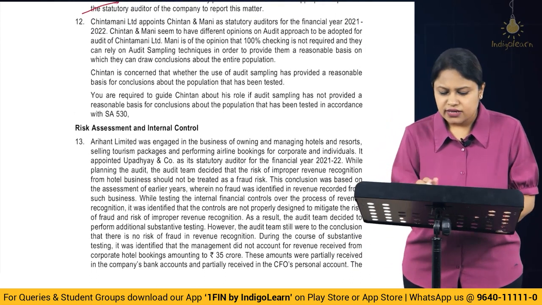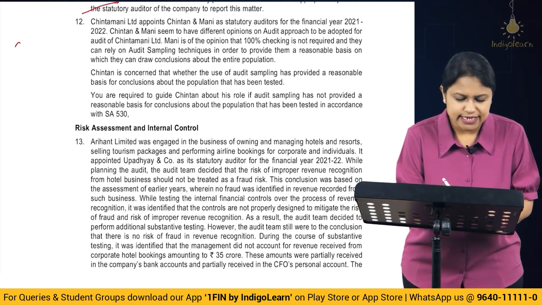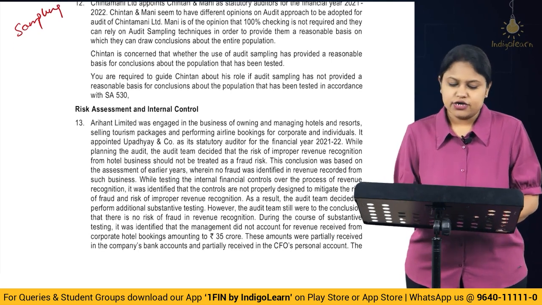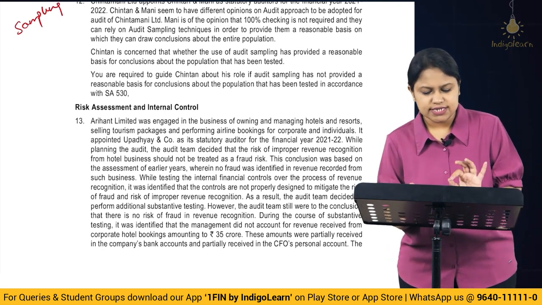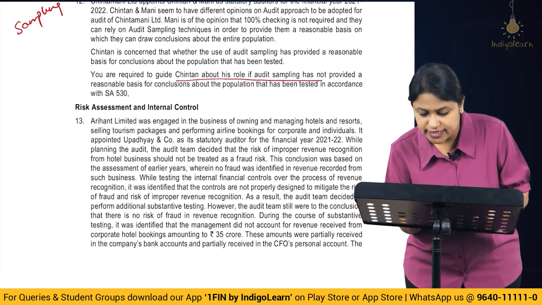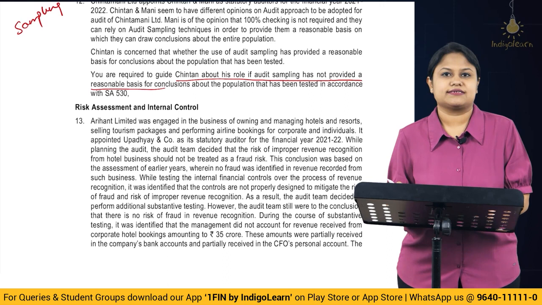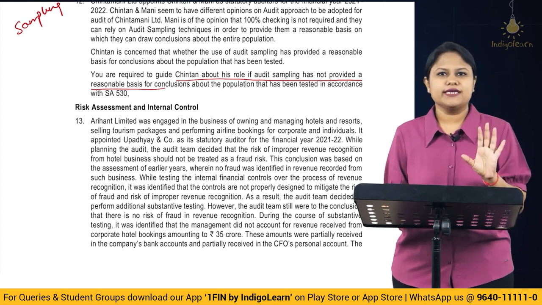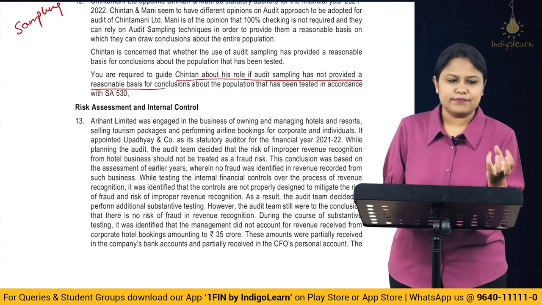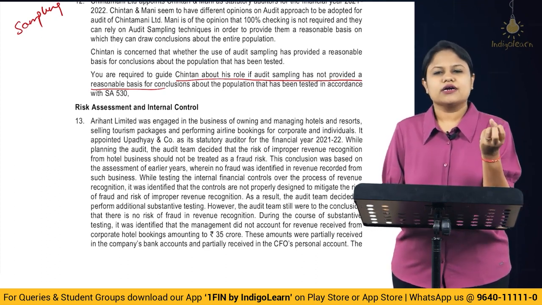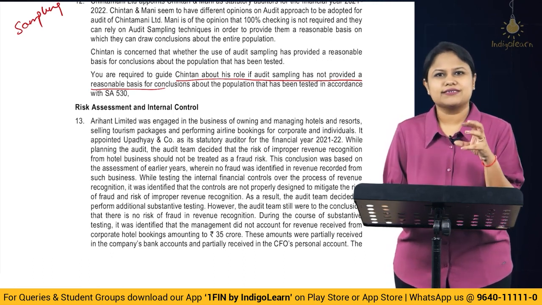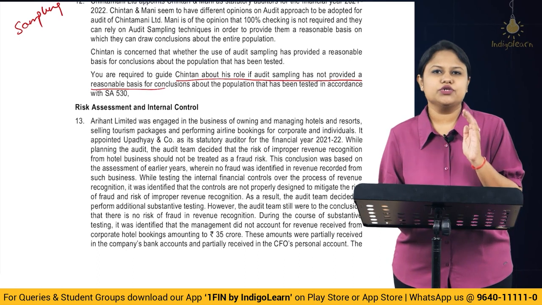Very simple. Here, two discussions are happening. One is telling we'll do sampling. Other wants to know the impact of sampling. Okay, so obviously, the question is telling you are required to guide Chintan about his role if the audit sampling has not provided a reasonable basis. So, they have performed audit sampling. Suppose the audit sampling is not effective, that means the result of the sample is not one which can be projected on the main population to give the opinion. Alright. So, in that case, sampling strategy has failed. So, in that case, what will you do as the auditor?